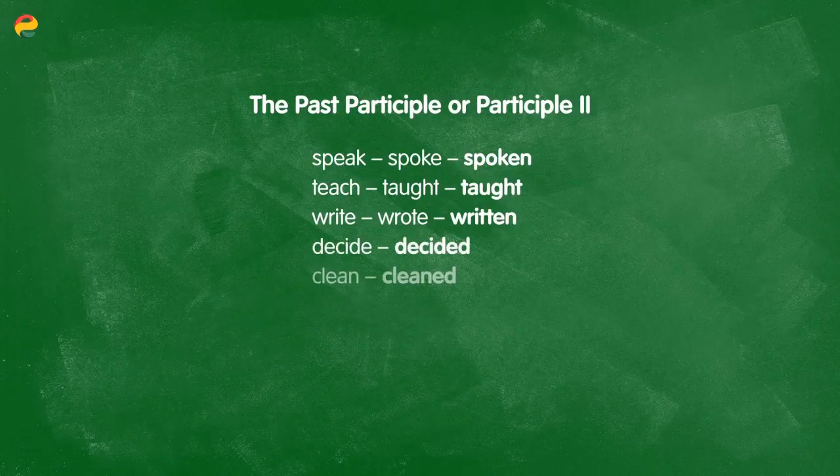Now, for some words, it will just be an ed ending, or you will just simply need to add the ed ending to the word in question. For example, decide, decided. So for some words, the past participle is simply the same as the past tense form of the verb. However, for any irregular verbs, the past participle will be different, and you do need to memorize it.